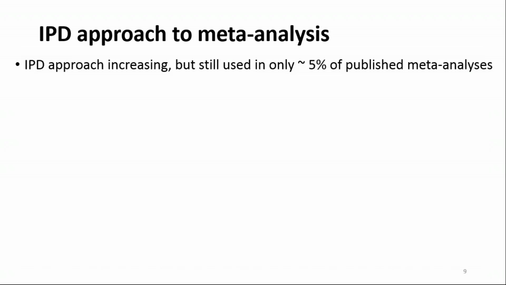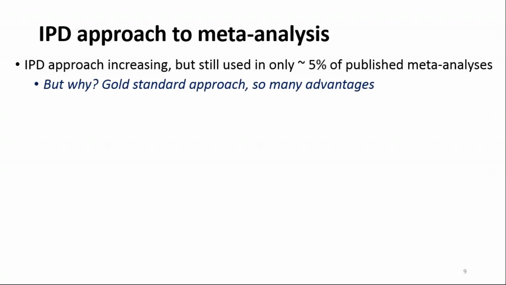So even though an IPD approach to meta-analysis is increasing and becoming more popular, it's actually still only used in a very small minority, around 5% of published meta-analyses. The rest still use aggregate data. But why is this? IPD is considered to be a gold standard approach. There are so many advantages to using this type of approach to meta-analysis. Well, the simple answer to this is that IPD meta-analyses are very hard work.